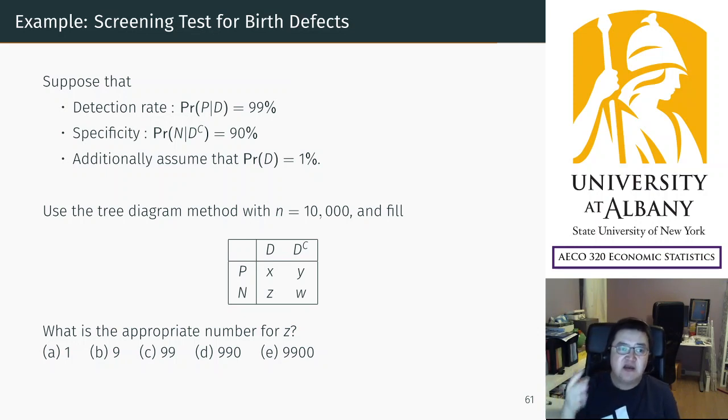And specificity is 90%. So, specificity rate or selectivity rate, and false negative rate is 90%. And additionally, assume that birth defect happens for 1% of babies. 1% of babies are born with some birth defects.